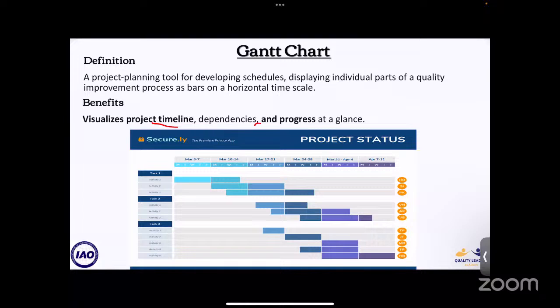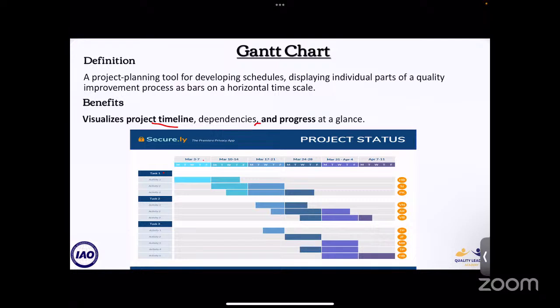The Gantt chart looks like this. So you write the required tasks in the list. We have task 1, task 2, task 3. Then you assign the time frames. For task 1 it is from March 3 to 7, and task 2 from March 10 to 14, and then task 3, and so on.